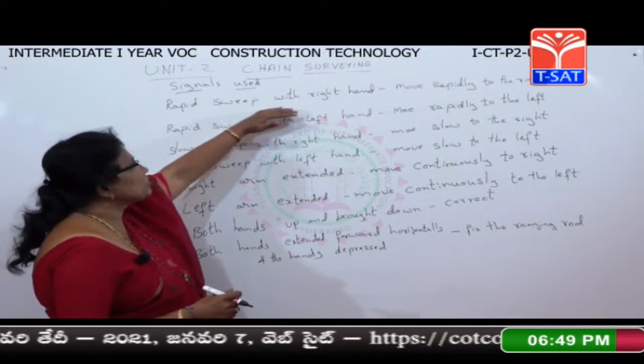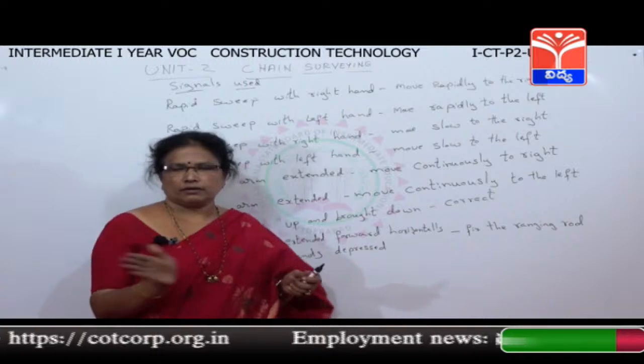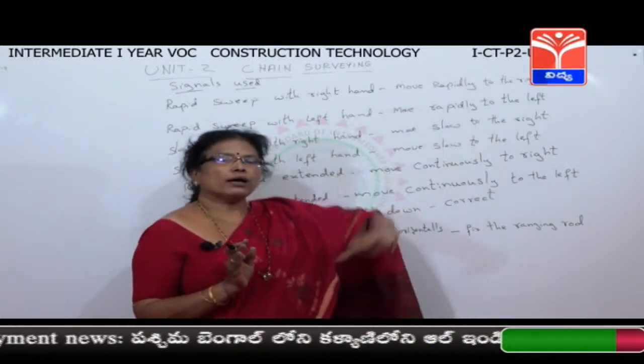Now, rapid sweep with the right hand. Means like this. This is the right hand. Rapid sweep. Then you have to move the ranging rod to the right.